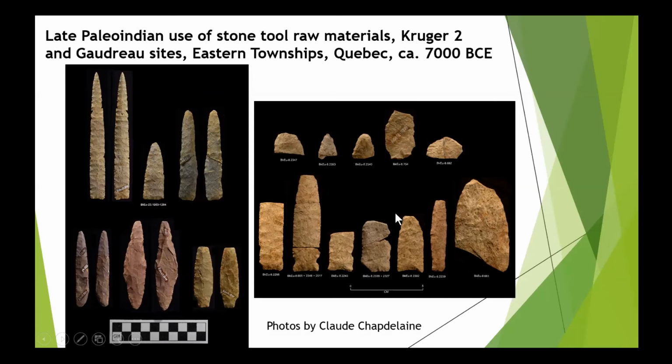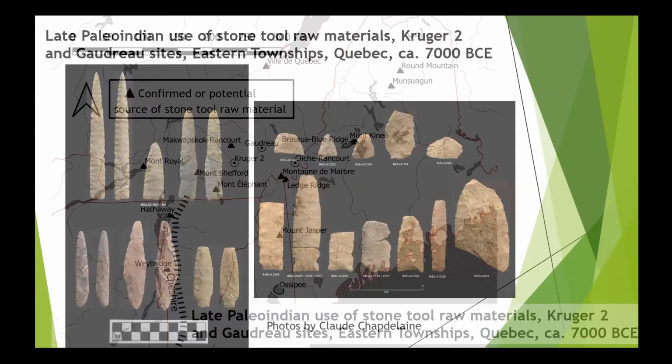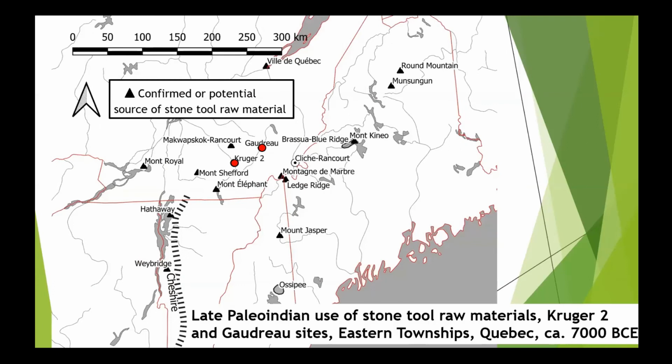So this is Kruger, this is Godreau. These are two sites that are close to each other. And I've gone through all of the lithic materials for these sites and tried to essentially figure out where those materials are coming from. And so essentially what we're looking at here is a map of the area. The two sites that I'm going to be talking about are Kruger 2 and Godreau, and there's a third site too, Clichancourt. It's an early Paleo-Indian site, but it has some late Paleo-Indian components to it.